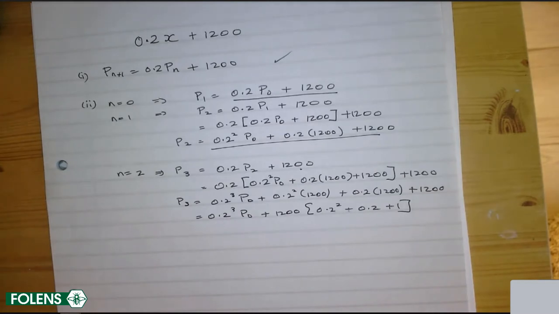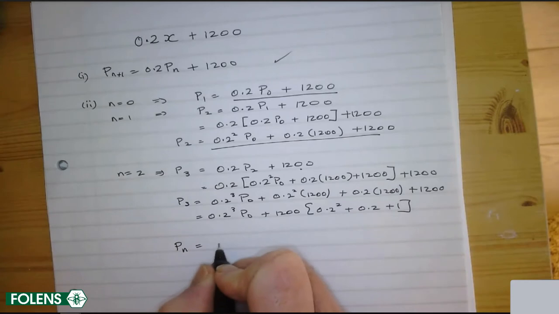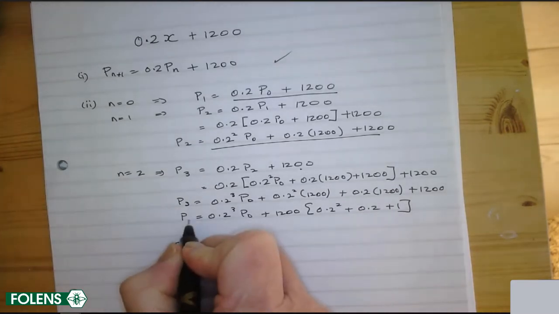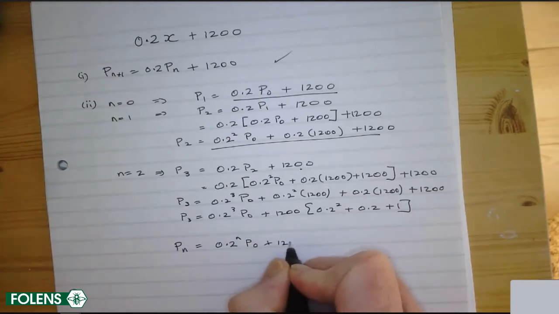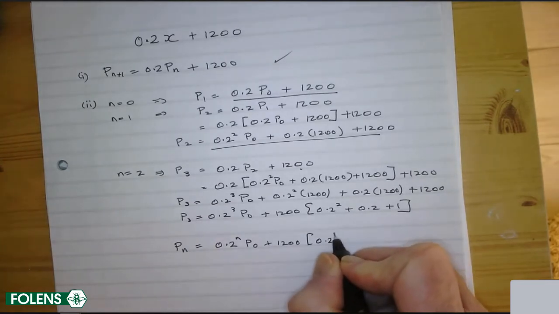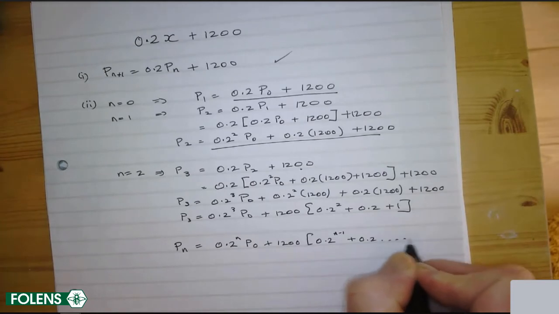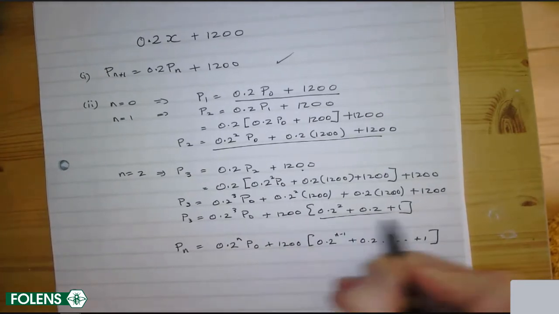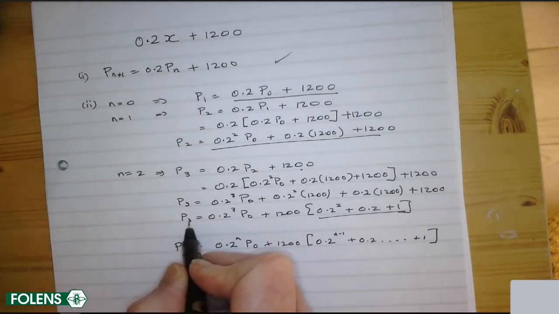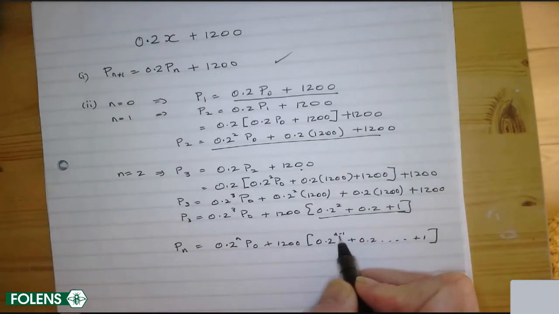Now, there is a pattern, and we can extrapolate from that that Pn will be 0.2 to the power of n, P0, just like P3, and 1200 by 0.2 to the power of n minus 1 plus 0.2 all the way down to 1. This series has n minus 1 terms. You notice when this was 3, this was 2. So when this is n, this power is n minus 1.